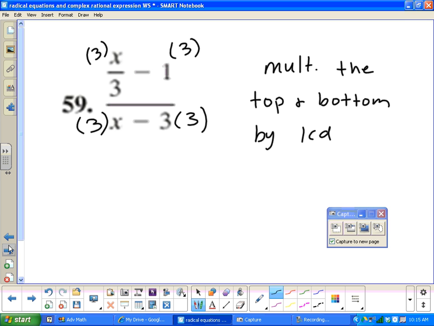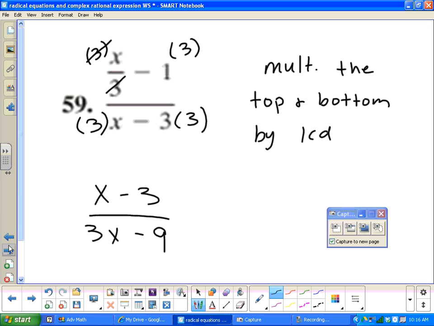Okay, and so that's the objective there of multiplying by the least common denominator: all the little fractions are going to go away. So that's just going to leave you with x, and then -1 times 3 would be -3. Okay, on the bottom, this is going to get me what here? 3x minus 9. Okay, now, there's our answer, but let's see if we can simplify it.